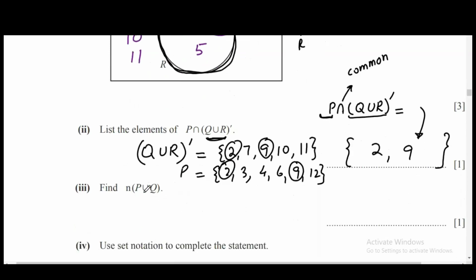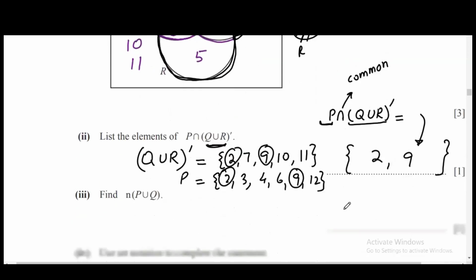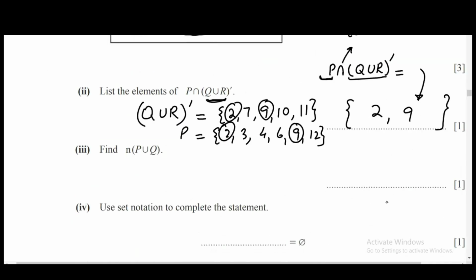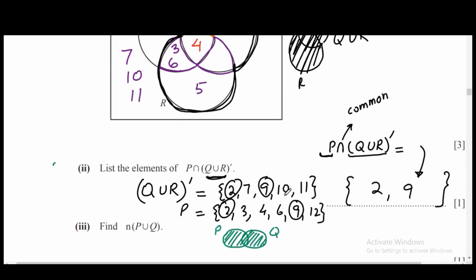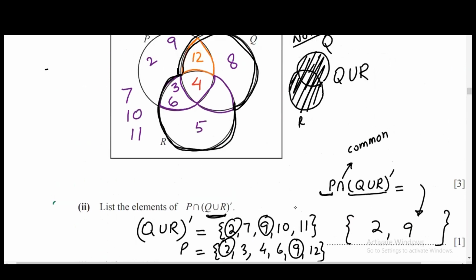Now find out n of P union Q. So first you should find P union Q. Which area is P union Q here? In the diagram, this region is the region for P union Q. This is Q. This is P. So under this region, P union Q, how many elements are there?